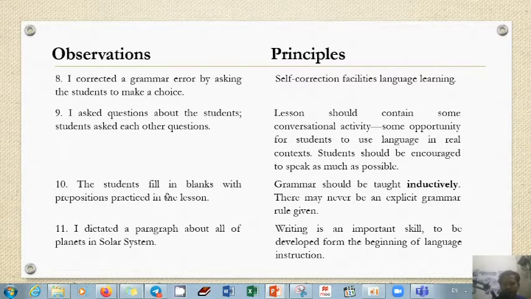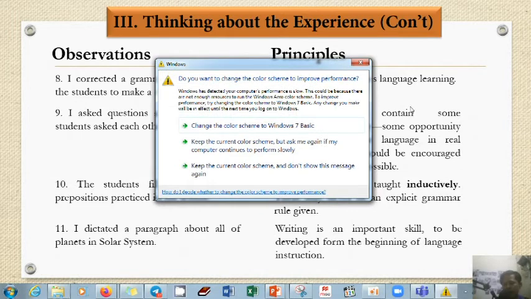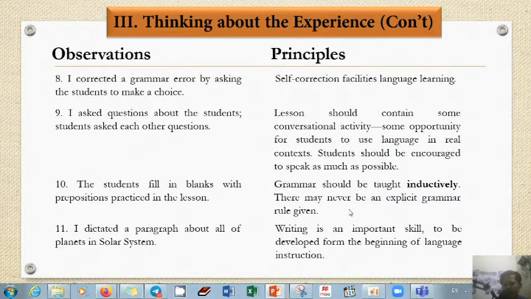And number 10, the student fill the blank with preposition practice in lesson. This is the way that we practice and exercise by filling the blank with a preposition or with the word or with the superlative adjective. And grammar should be taught inductively. There are many verbs to be used without an explicit grammar rule given. So we can use some grammar rule as well, but not really strict or complicated grammar.